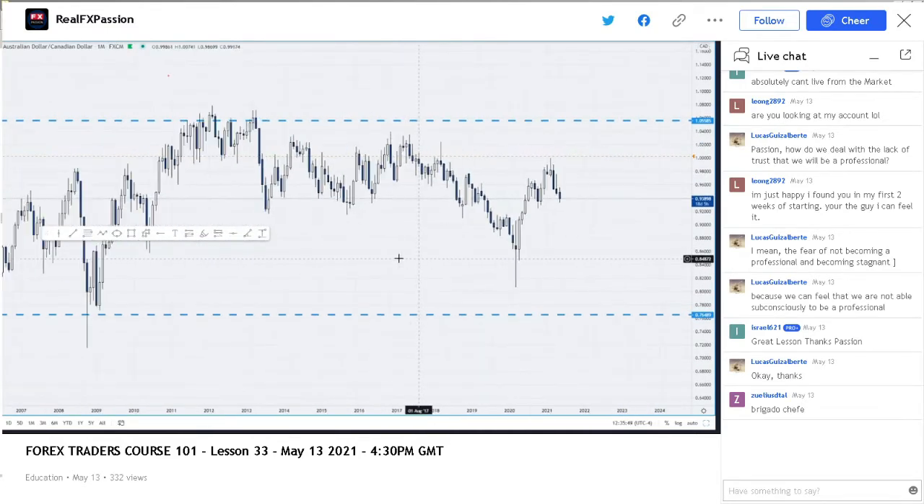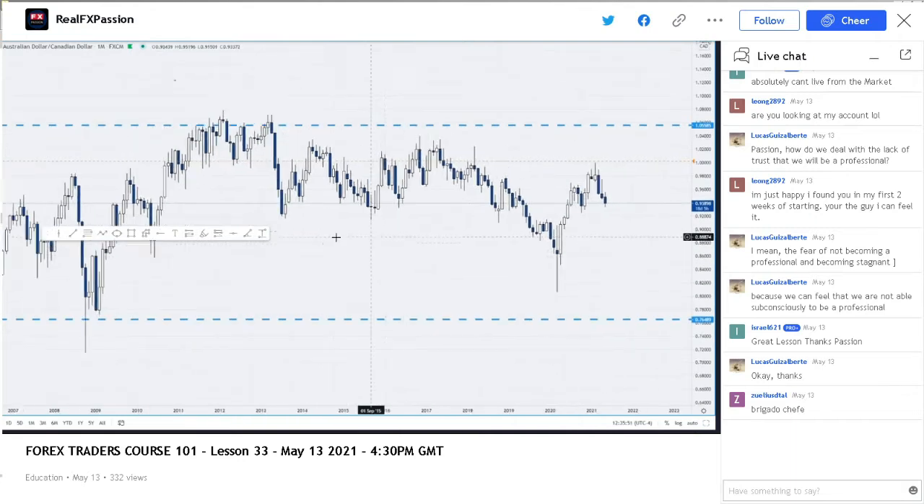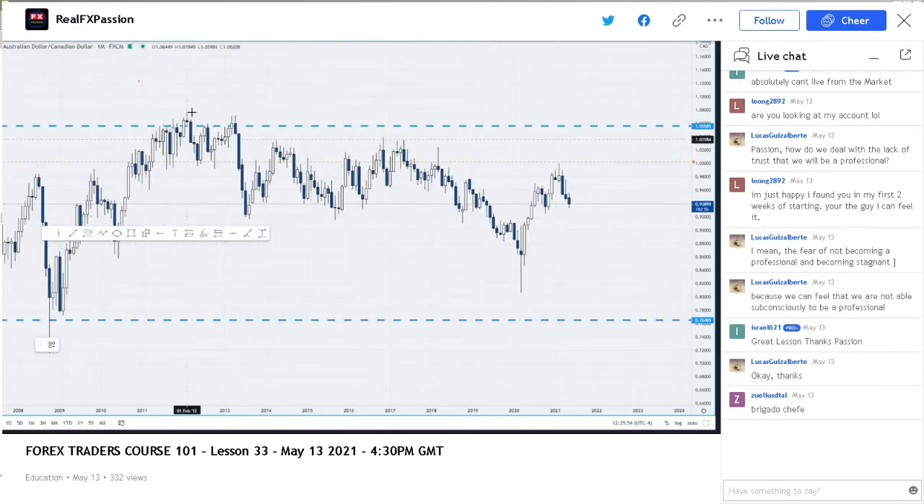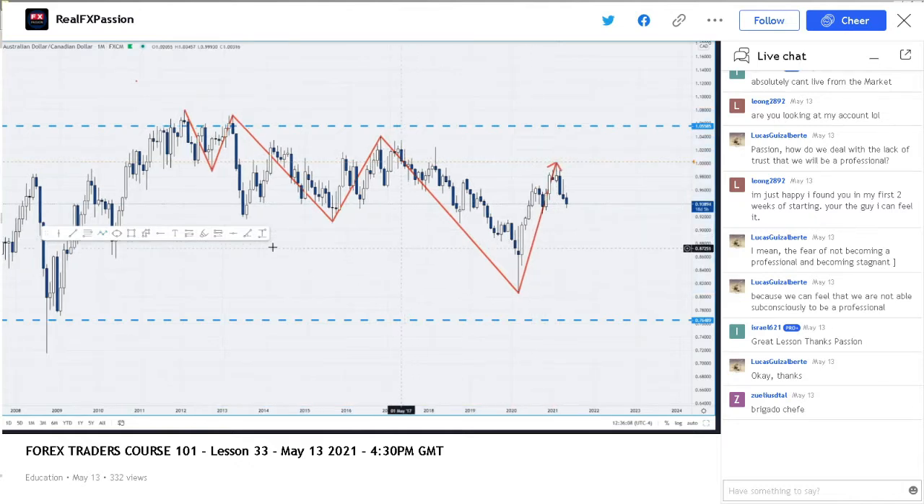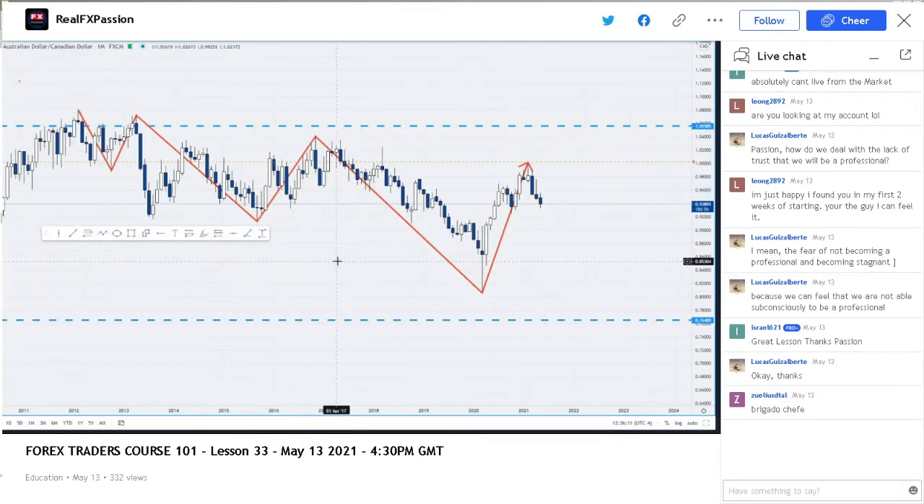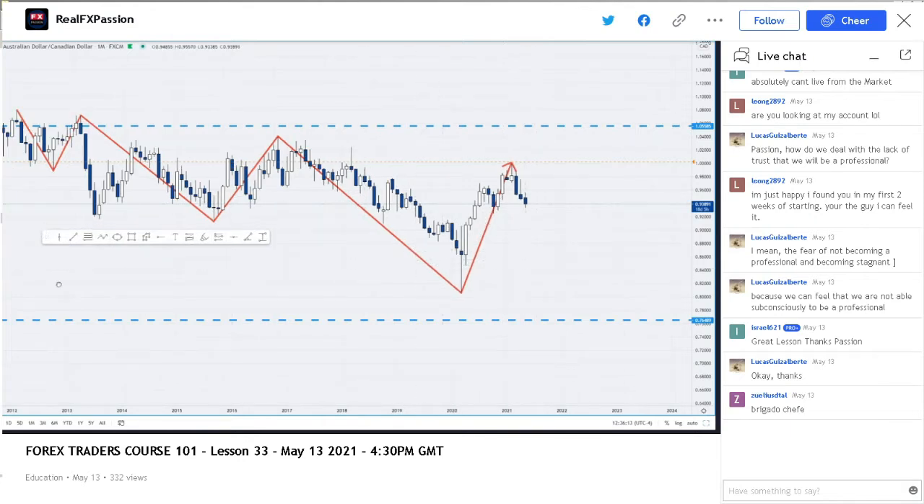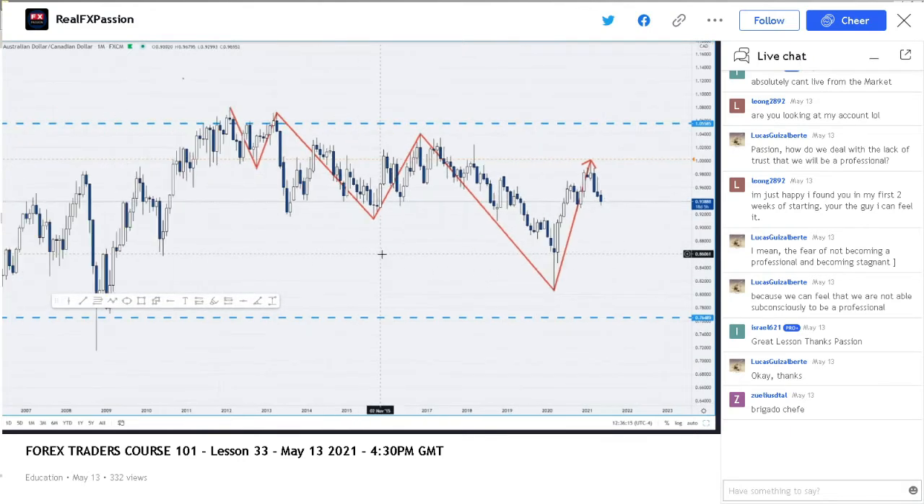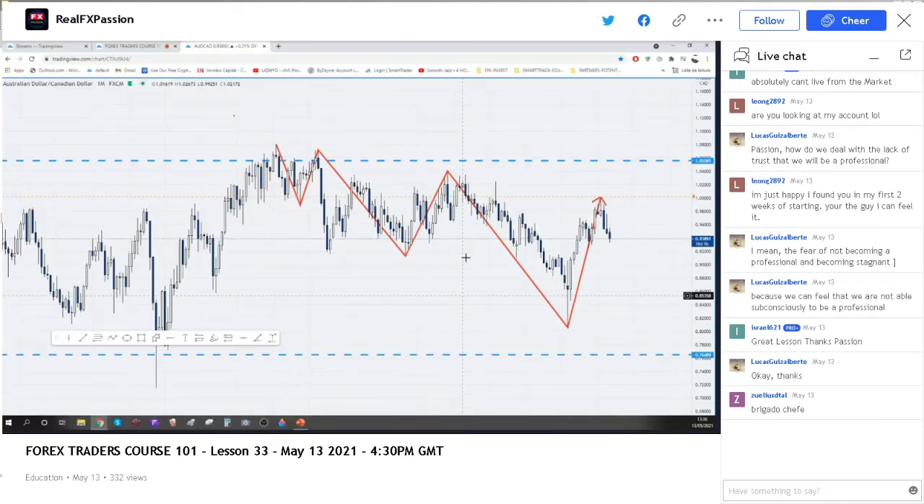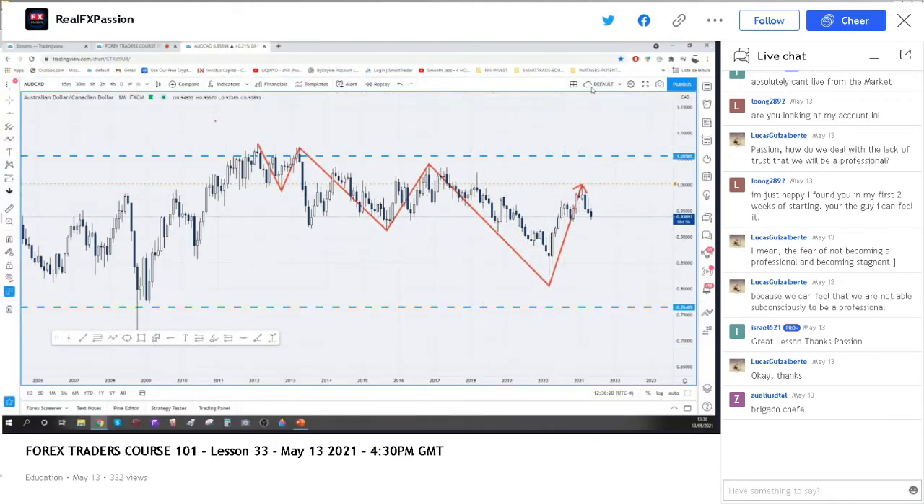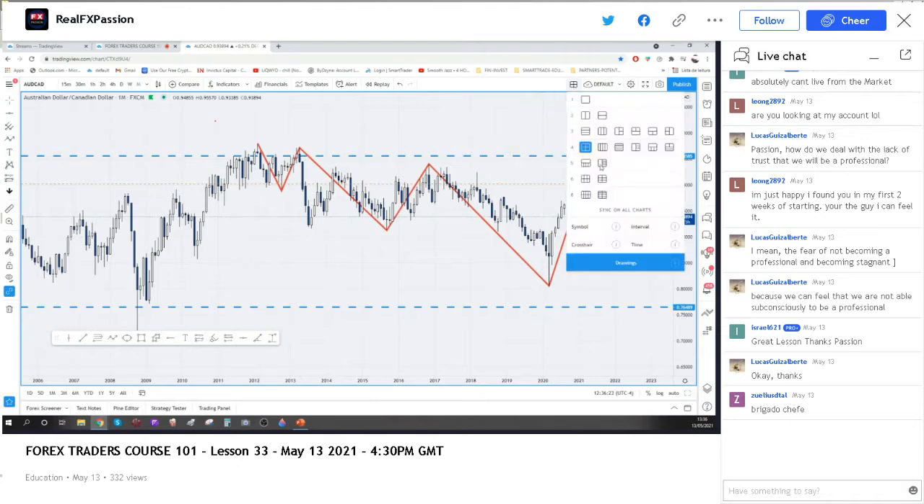Now we are going to draw what is called market structure. So we're going to draw extension, retracement, extension, retracement, extension, retracement, extension, retracement, extension, retracement. And what else can we do? We didn't learn yet about the pivot, the Fibonacci's, and the drawings.